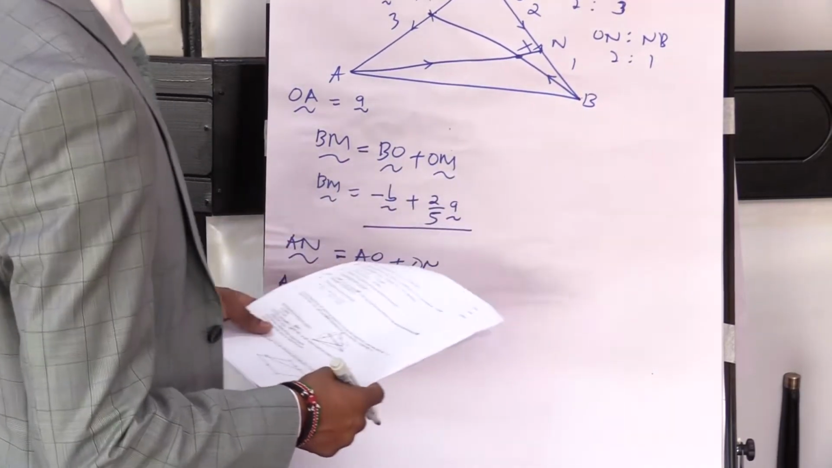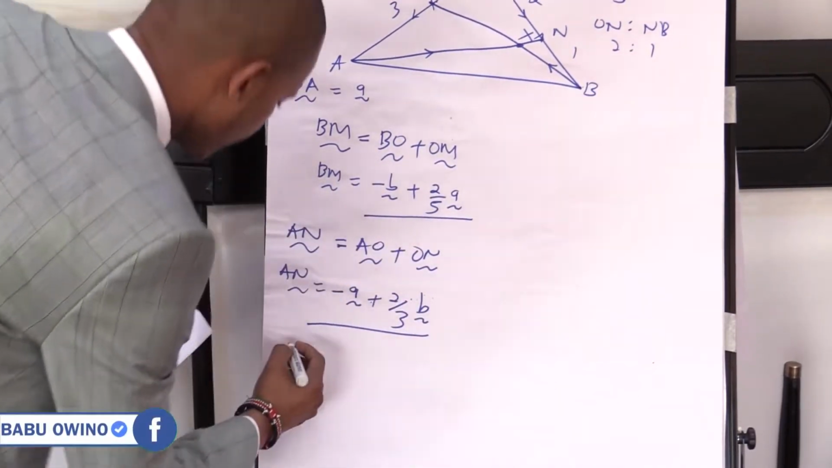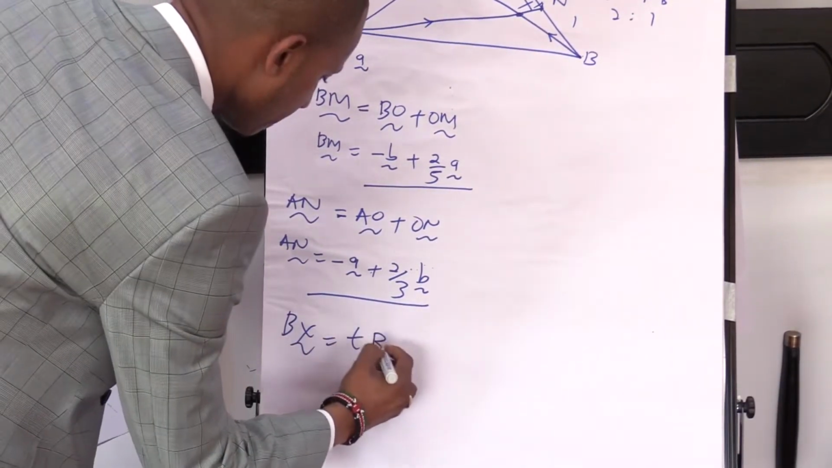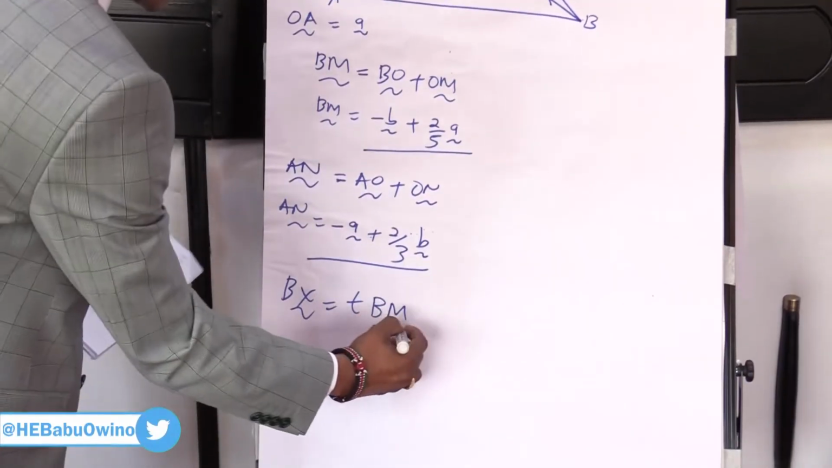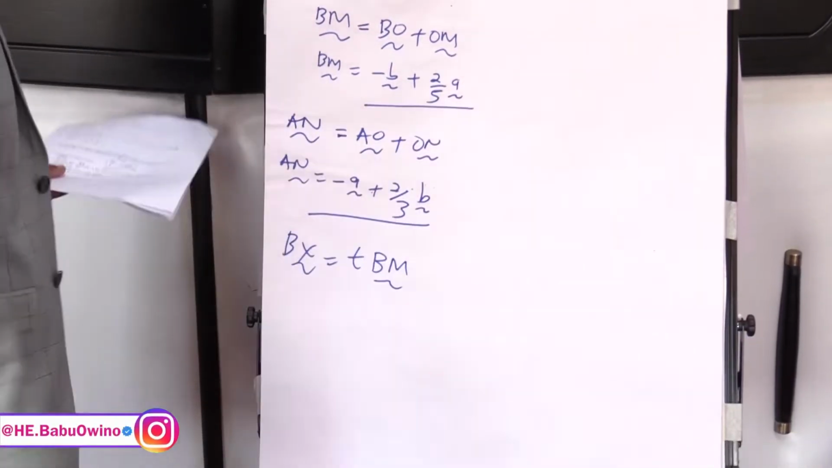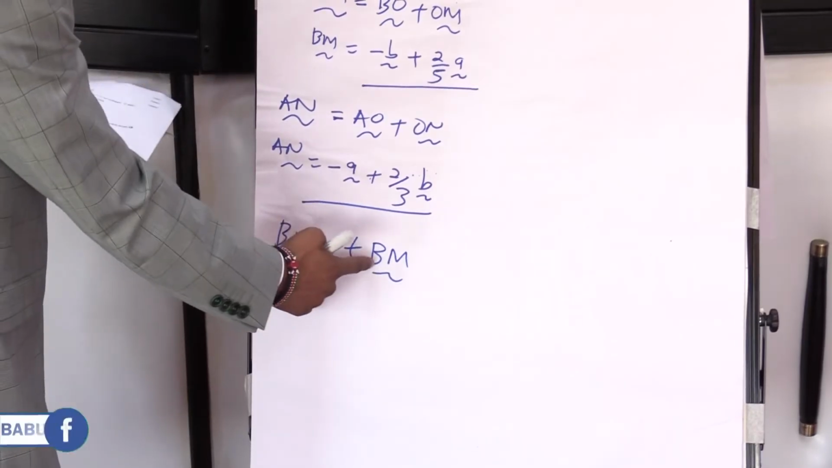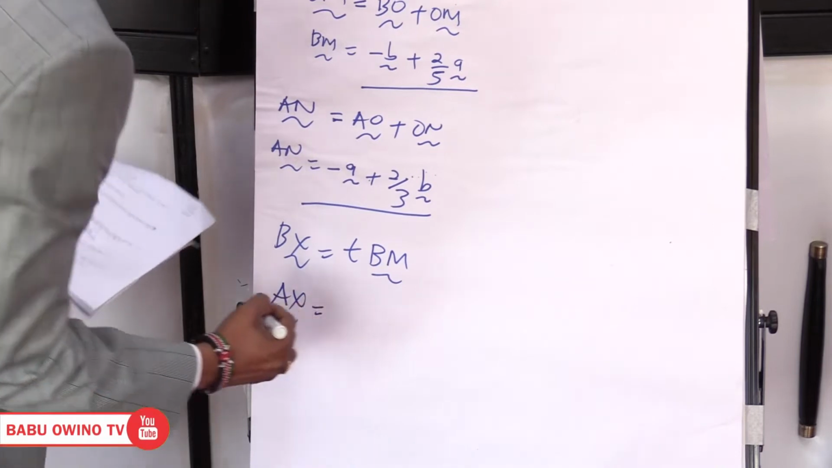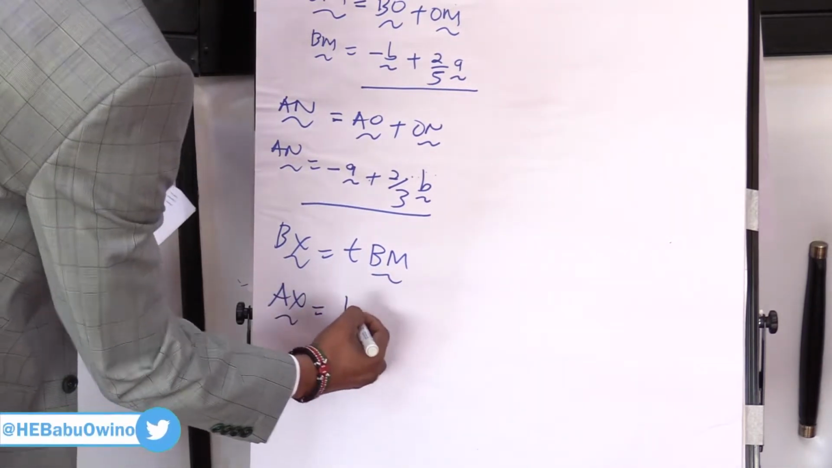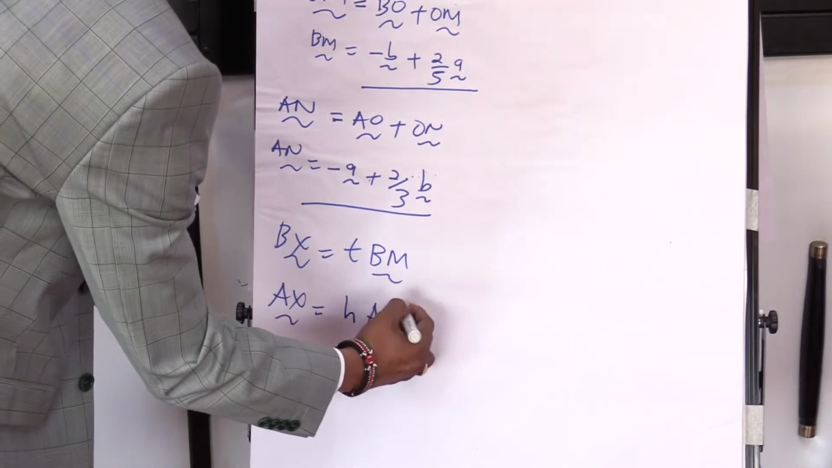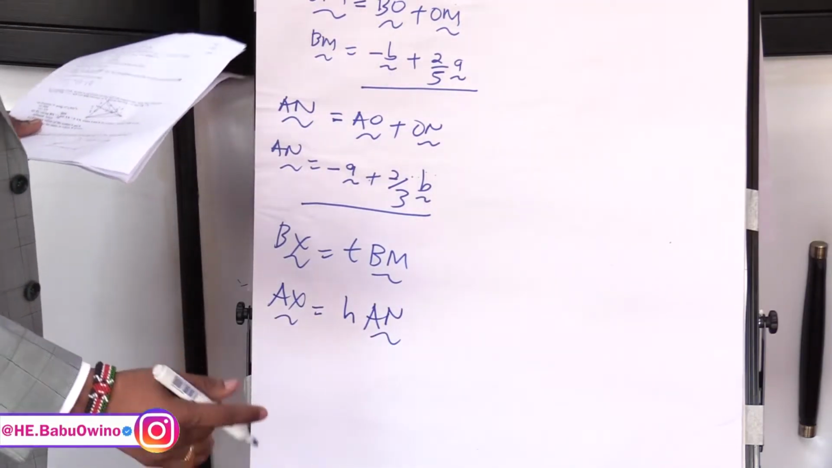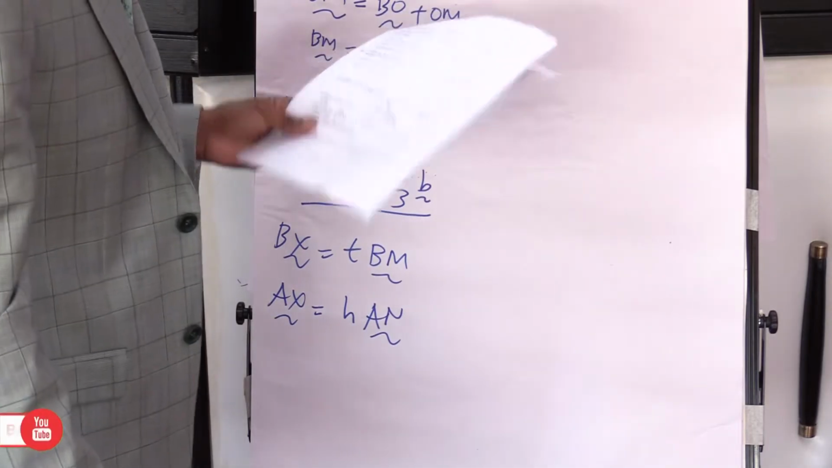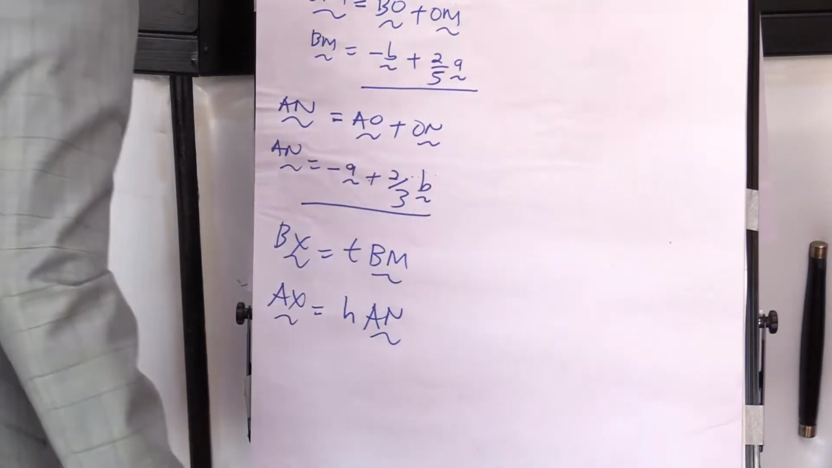By taking BX equals to T of BM. Be careful here. Just follow the instructions and it will lead you to your answer. BX is equal to T of BM, where AX equals to H of AN, where T and H are scalars. Express OX in two different ways. Express OX.